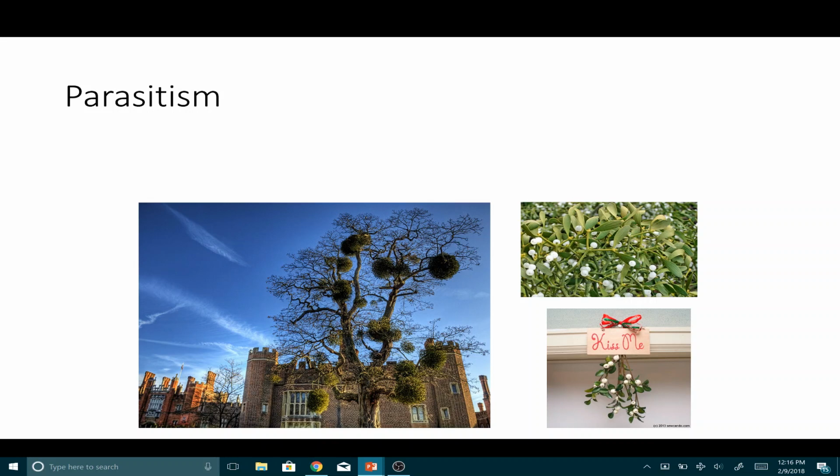And mistletoe is considered a semi-parasite because it gets its nutrients from the tree. So the tree will provide it unwillingly. The tree does not want to, but basically the mistletoe will get its nutrients from the tree, but it also has the capability of doing photosynthesis and providing its own nourishment as well. And so therefore we call it a semi-parasite.